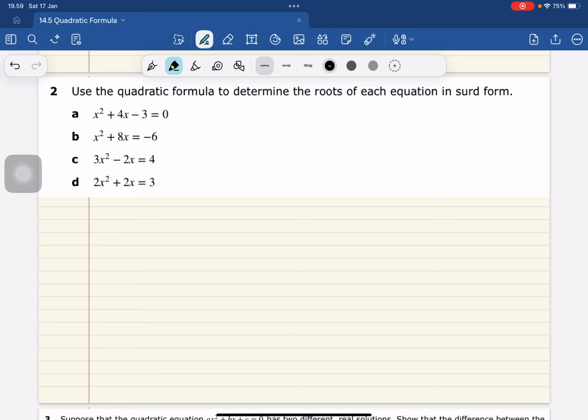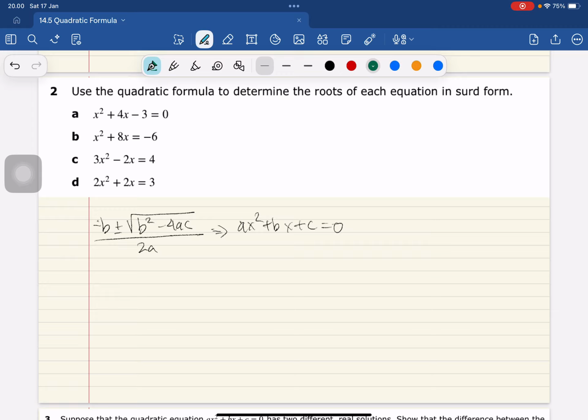Here, the quadratic formula is going to be minus b plus or minus the square root of b squared minus 4ac, then we divide by 2a. It must be from the equation ax squared plus bx plus c equal to 0. So the equation must be equal to 0.